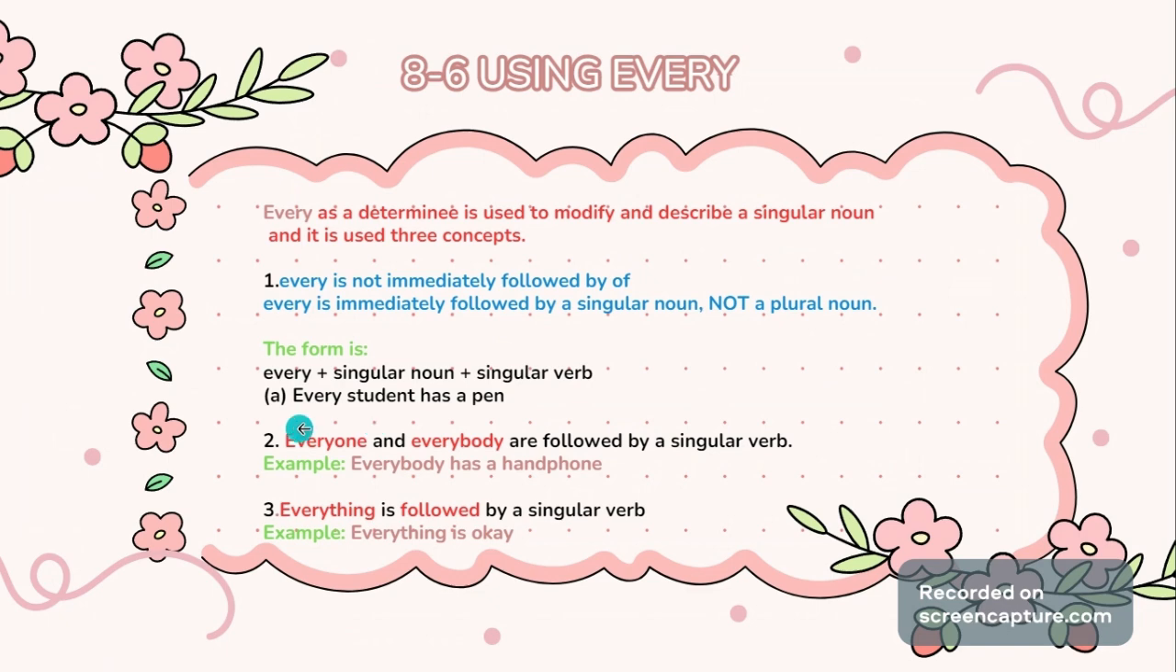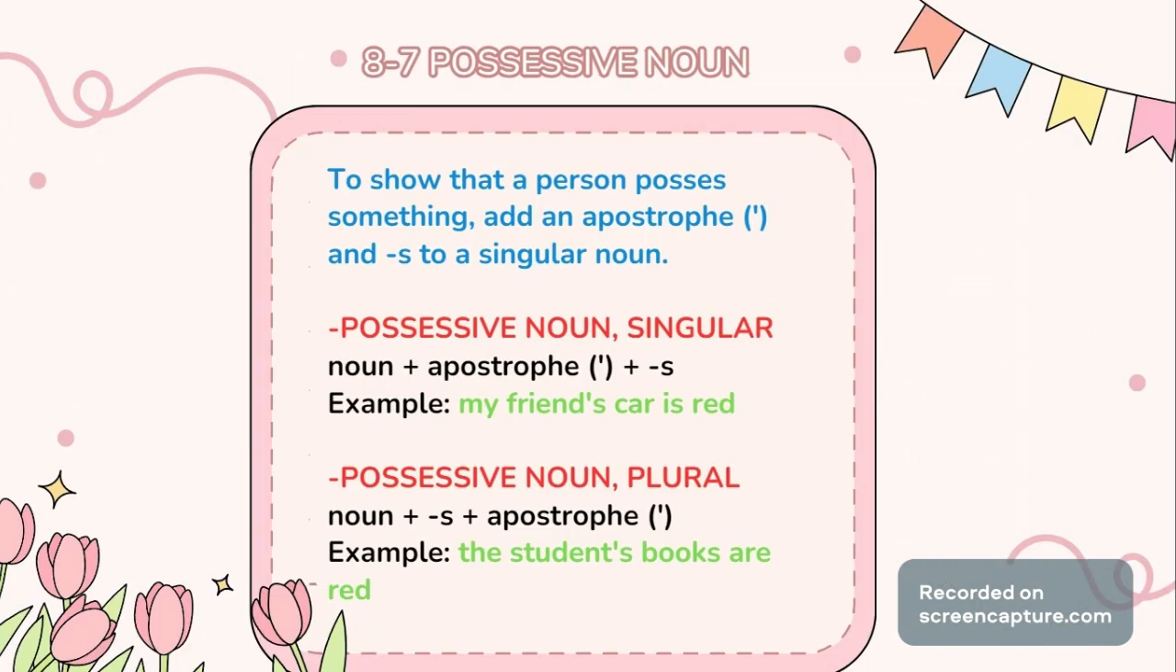And two, everyone and everybody are followed by a singular verb. Example, everybody has a handphone. And everything is followed by a singular verb. Example, everything is okay.